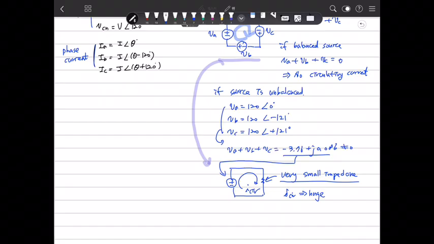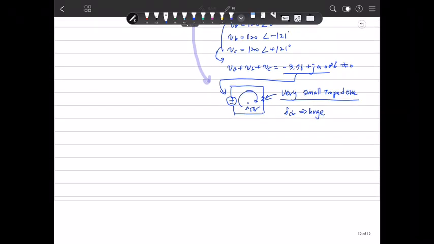So when you make a 3-phase generator, in this case, we cannot make a perfect balanced source. Therefore, in the generator, the delta connection is not applied, because of these problems.